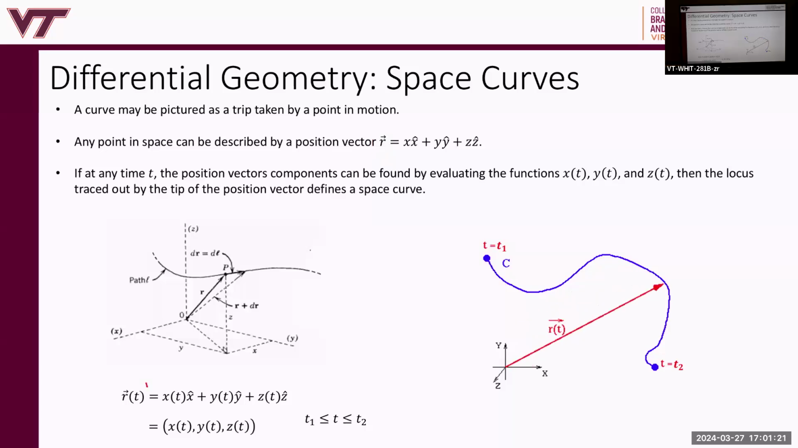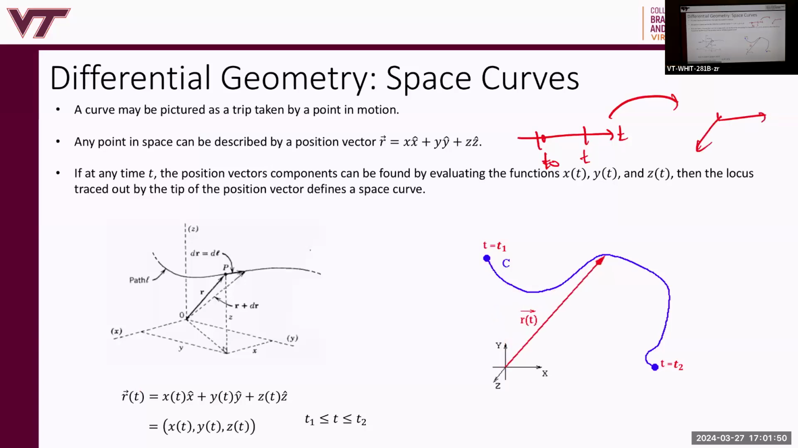So here, r as a function of a parameter t is equal to x of t x hat plus y of t y hat plus z of t z hat. Or you can write it like this: x of t, y of t, and z of t. So this can be thought of as a mapping, right? There's some interval here in a 1D space from, say, t naught to t, and we're mapping points on this interval over to x, y, z, some curve where each point on this curve is defined as r of t.